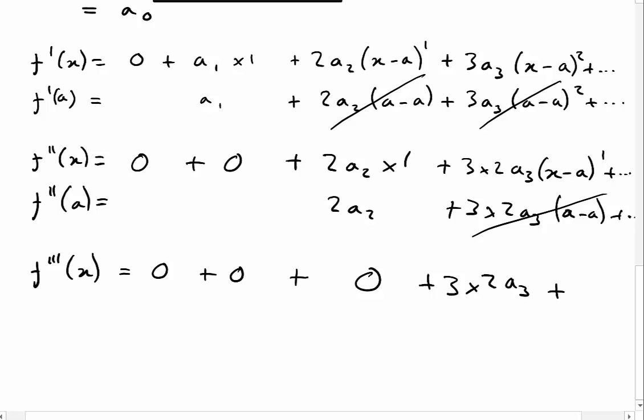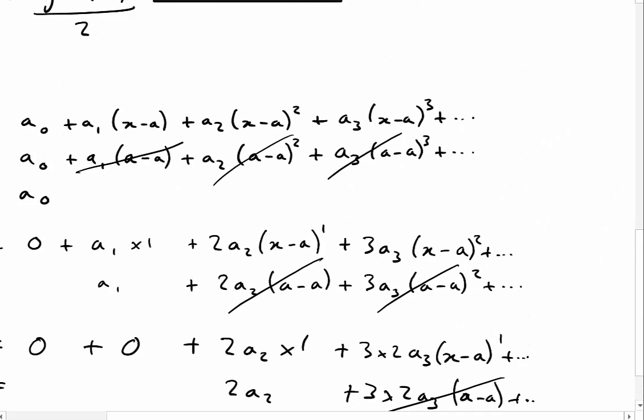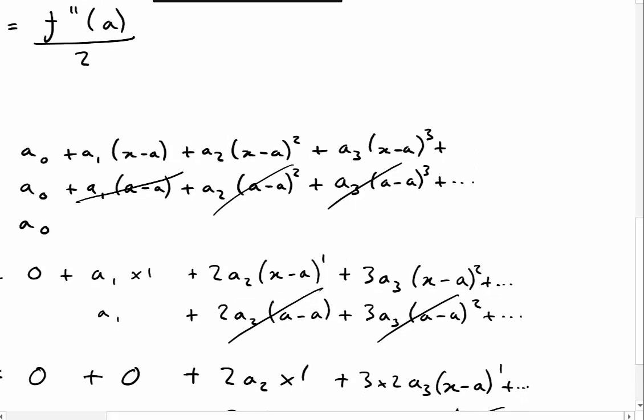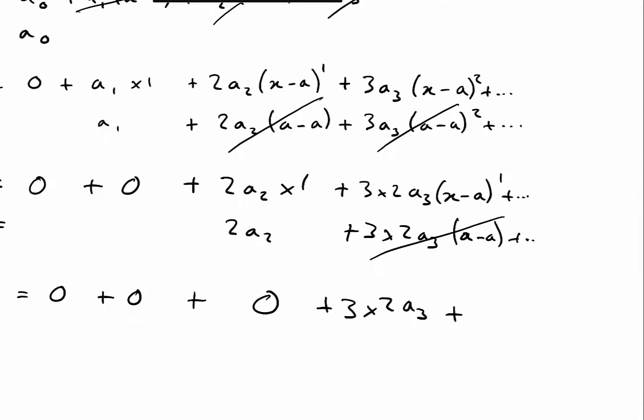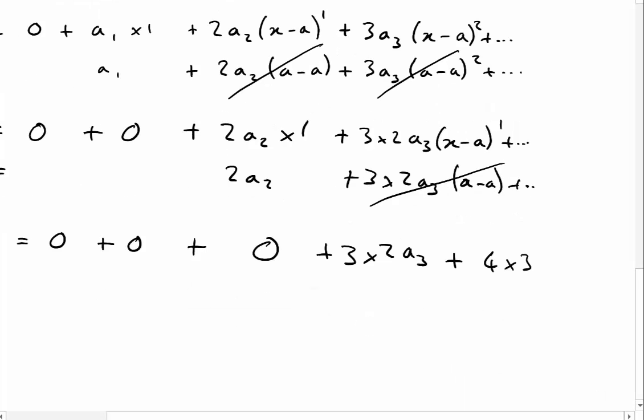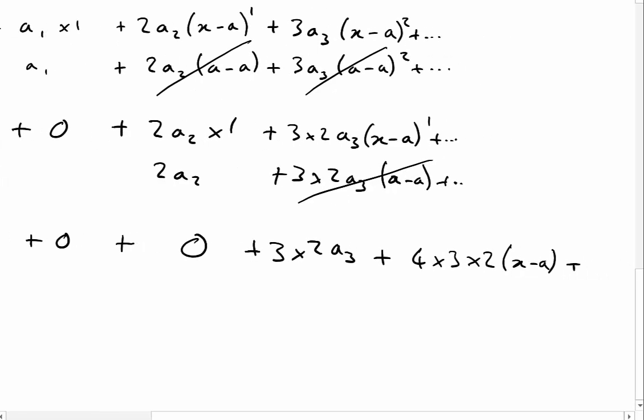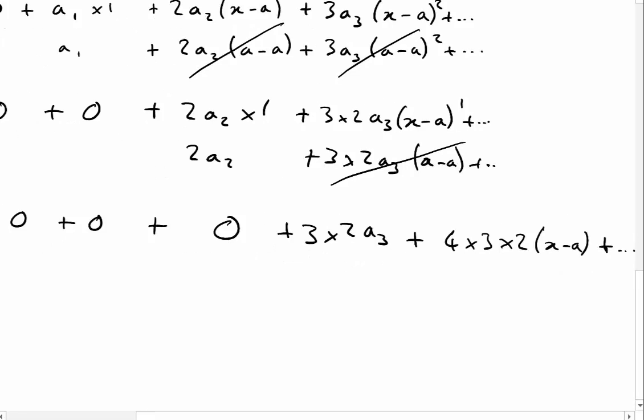What's the next term in the sequence going to be? If I write it up here, the next term in the sequence is a4 times x minus a to the power of 4, which means that when I take the third derivative, it's going to become 4 times 3 times 2 times x minus a. That's the next term in the sequence if you take the third derivative. You can verify that yourself if you want, but all I've done is consider an extra term, maybe to help you see it a little bit.